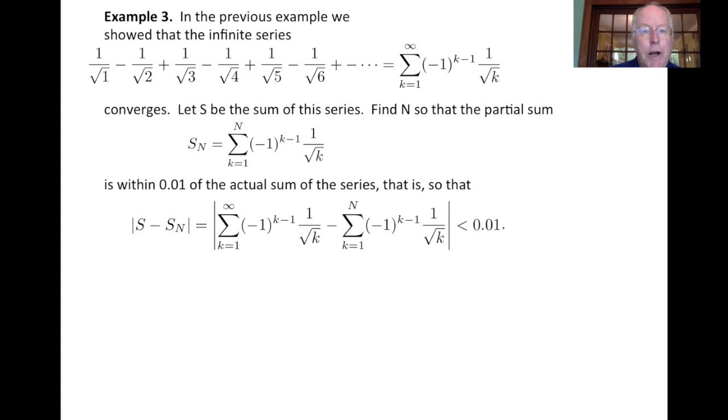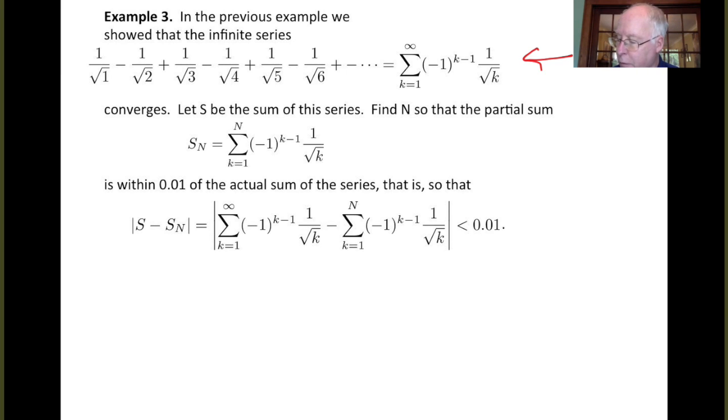Now, in our previous example, we looked at this alternating series, reciprocals of square roots of the integers. We saw that this series converged. Now, we're going to take a look at how we can approximate the sum of the series by using a partial sum. So our quest is this: we want to find a partial sum of this series, S sub n, the sum from k equals 1 to n of (minus 1) to the k minus 1 over square root of k. We'd like to find it so that this partial sum is within 1/100th of the actual sum of the series.